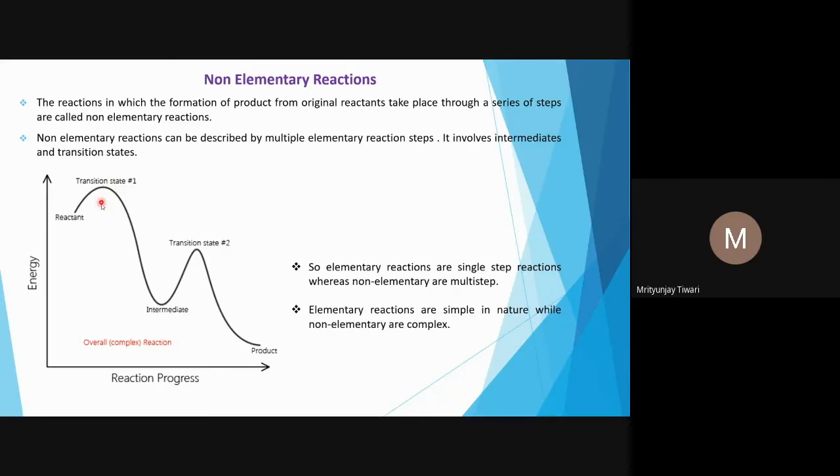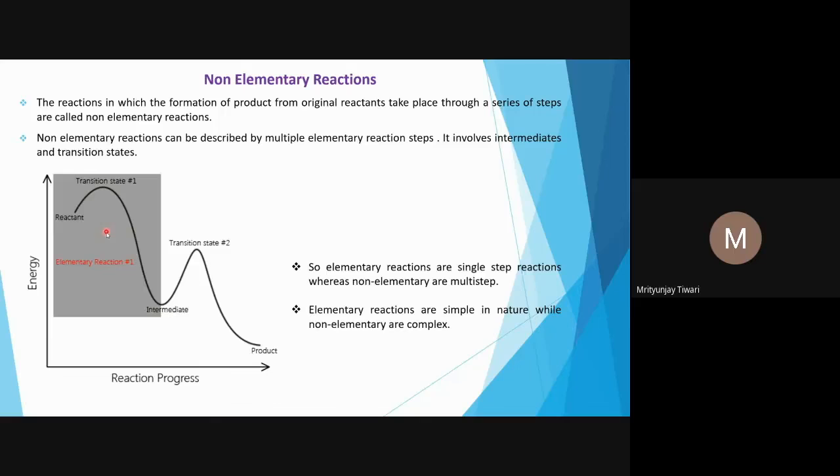So out of the different barriers, suppose this barrier is, as we can see here, smaller than this barrier. So the second step, since this barrier is larger, is called the rate determining step, because this barrier is higher. So this step will be the slowest, slower than the first step. So this step is the rate determining step.